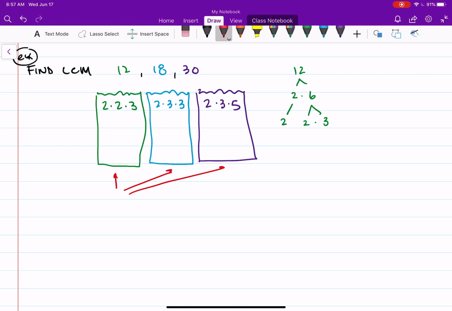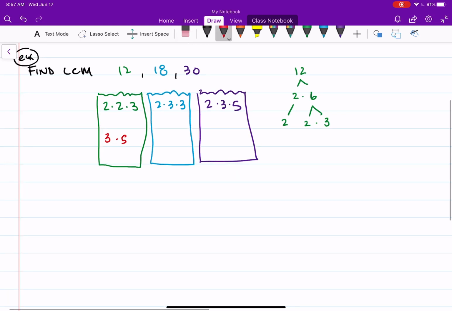Right? So what do they have that I don't have? If you look at it, how many threes do I have? I have one. How many threes does the blue bag have? They have two. So I want another three. Awesome, now I have two threes. It matches the blue one. What does the purple bag have that I don't have? It has a 5, so I want a 5. Now we're done with that. Does the green bag have everything that the blue bag and the purple bag have? Yes.